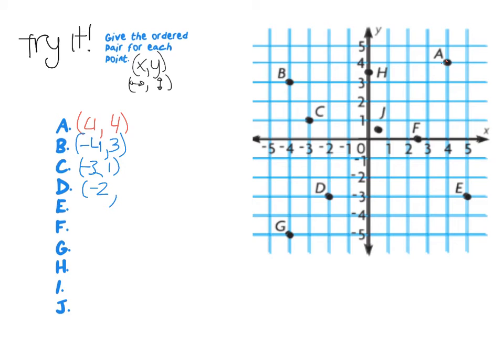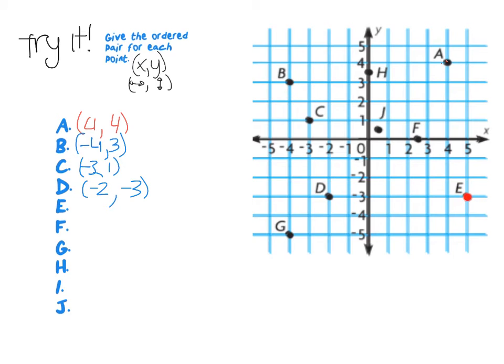And then, where was I? -2. And go down. So again, negative. -1, -2, -3. E. Let's find E. Oh, there it is.